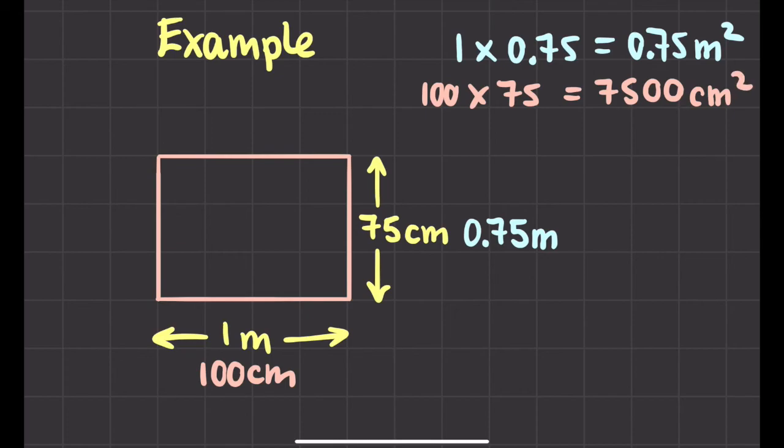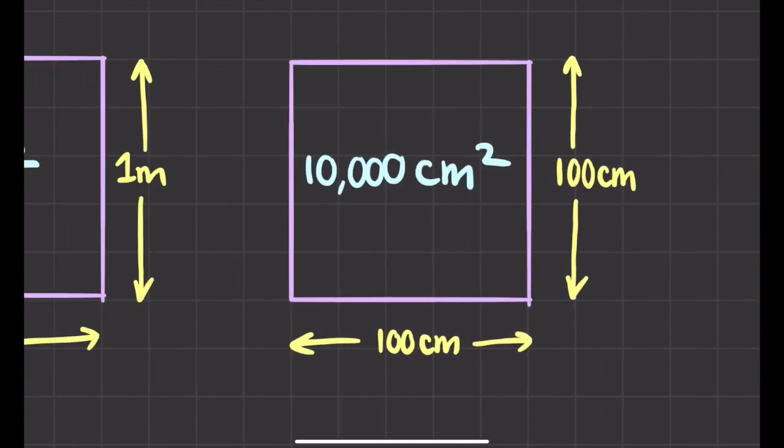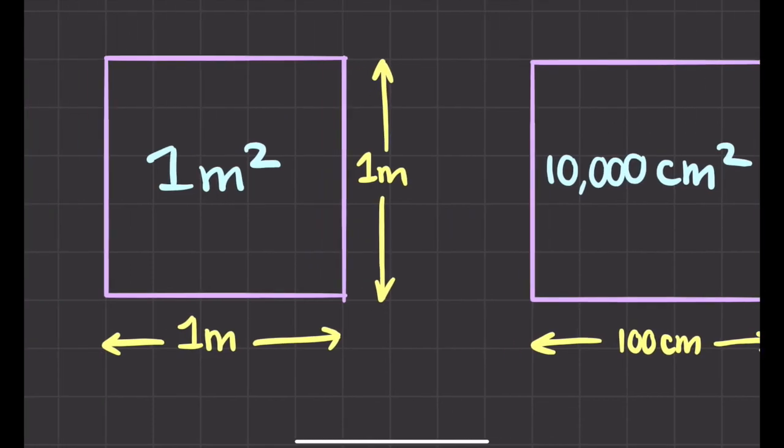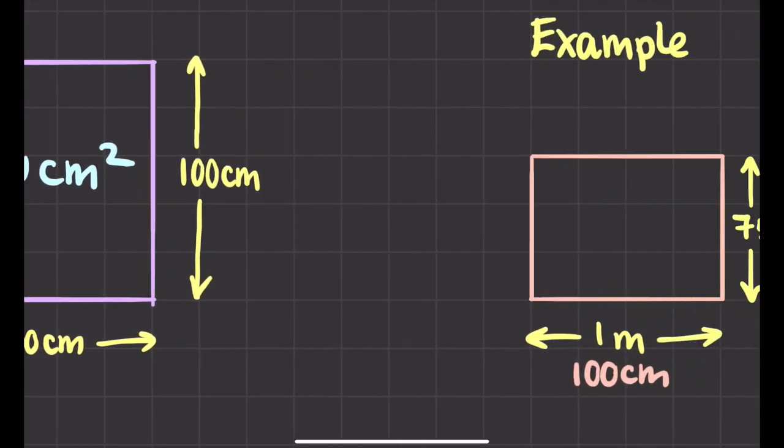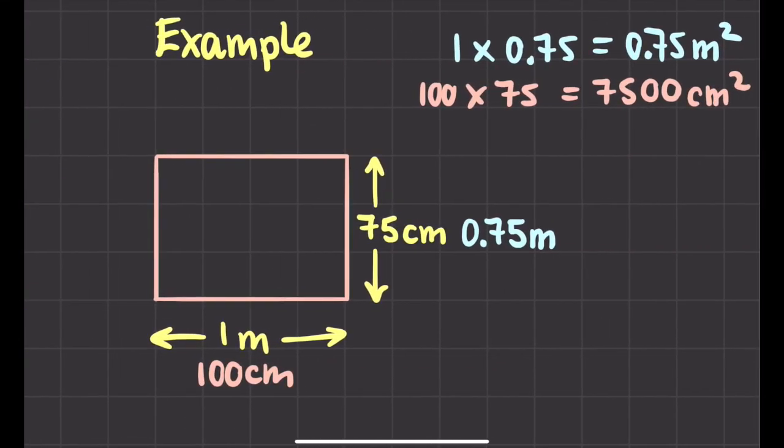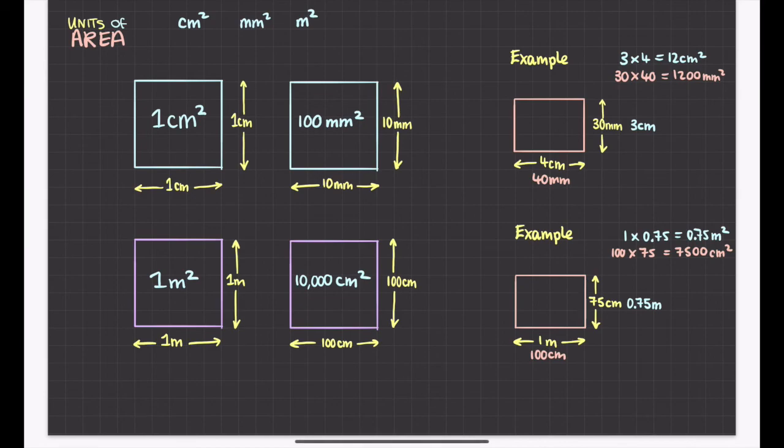And does that match up? So we said that for every 1 meter squared, we'd have to have 10,000 centimeters squared. So here I've got, yeah, that's right, isn't it? That's a little bit less than 1, isn't it? And that's a little bit less than 10,000. So that works. Okay, so that's a quick look at units of area.